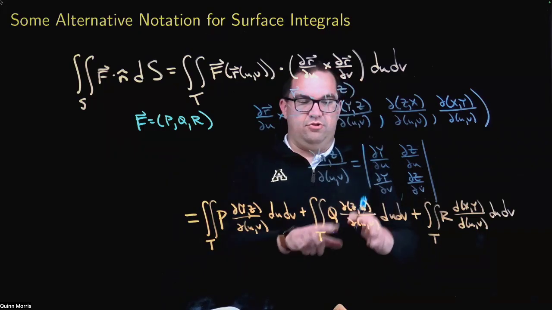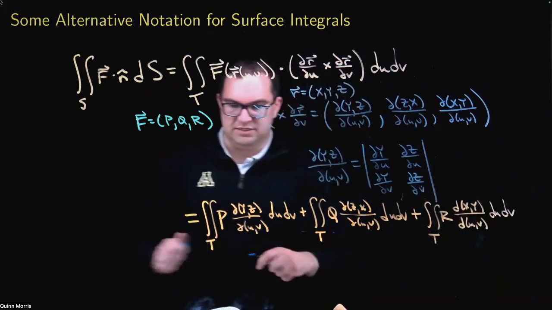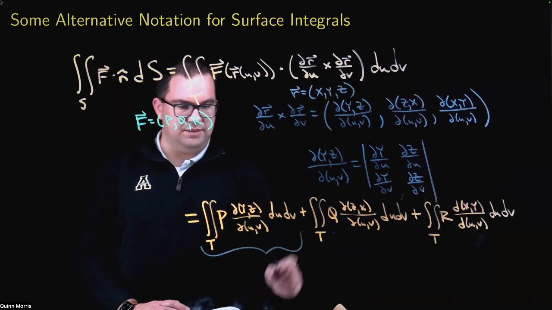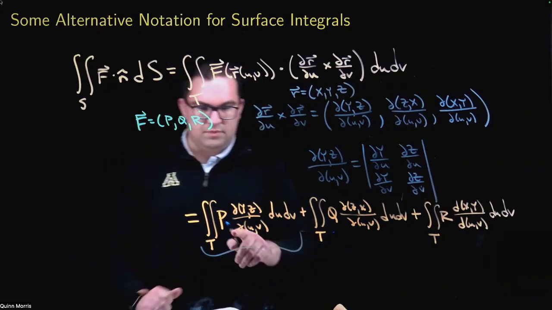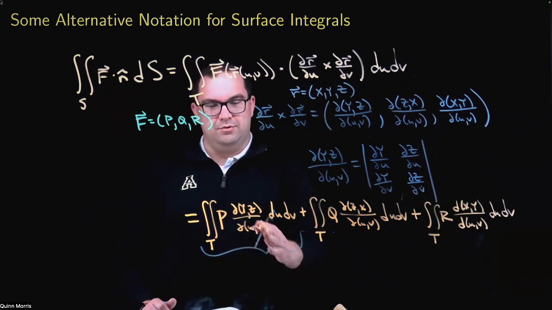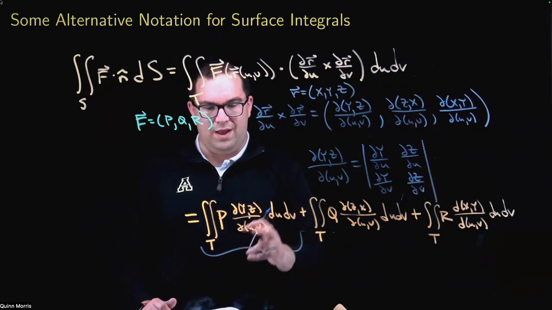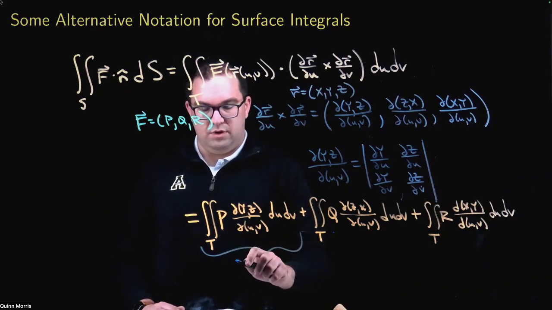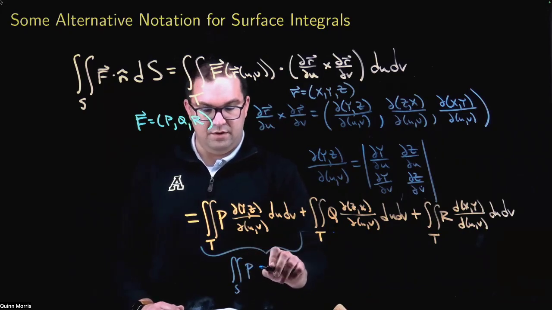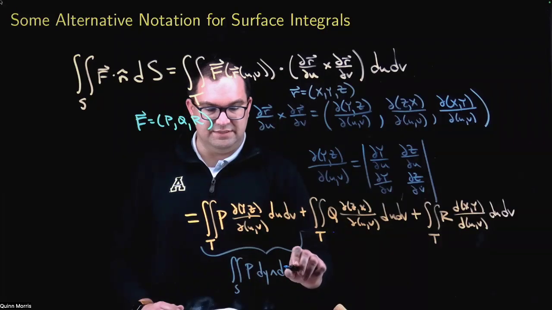Here, this is trying to leave out the y stuff. Here, this is trying to leave out the z stuff. So we actually just define each of these pieces in their own way. So this is like a surface integral, but instead of integrating with respect to all the variables, you're really just doing it with respect to y and z. And so we would write this as the surface integral of P, but then we would write dy wedge dz.